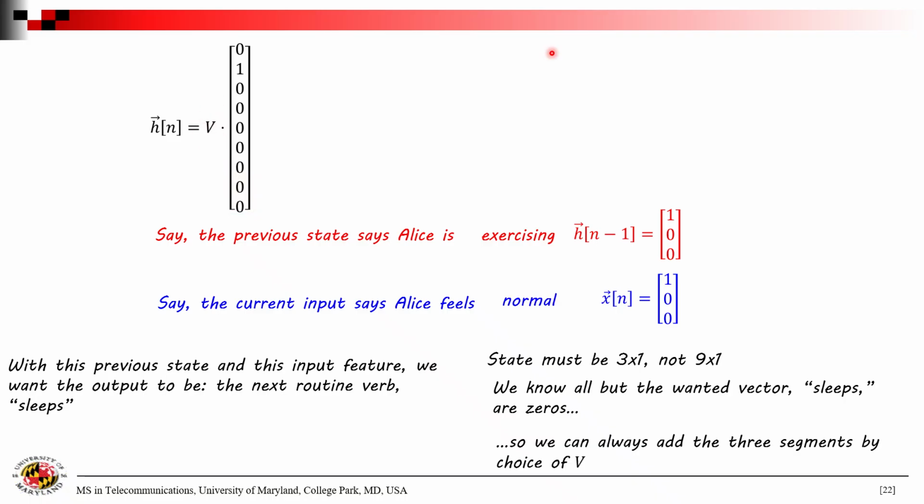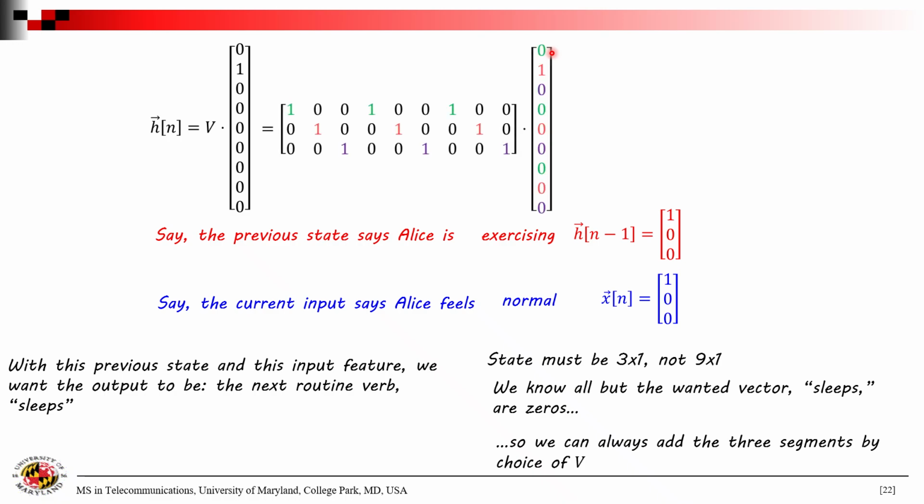So we're going to choose V to be this matrix right here. Now there's a lot of colors in here, but there's a method to the madness. Just keep in mind that I want to add this element with this element with this element. The first element of the three segments, right? The routine segment, the I woke up tired segment, and I woke up rested segment.